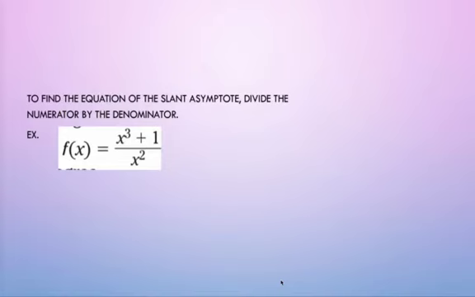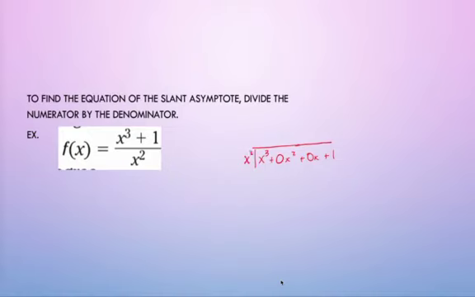To find the equation of the slant asymptote, divide the numerator by the denominator. We do this using long division. So this is going to be x cubed, and I'm going to write this as 0x squared plus 0x plus 1, just to make sure that I don't lose anything. The zeros are placeholders here, and I highly recommend that you write those placeholder zeros.